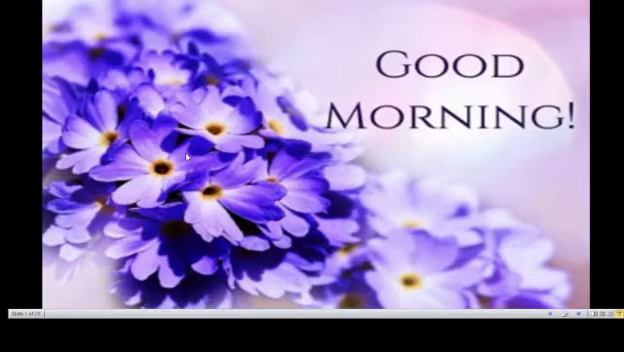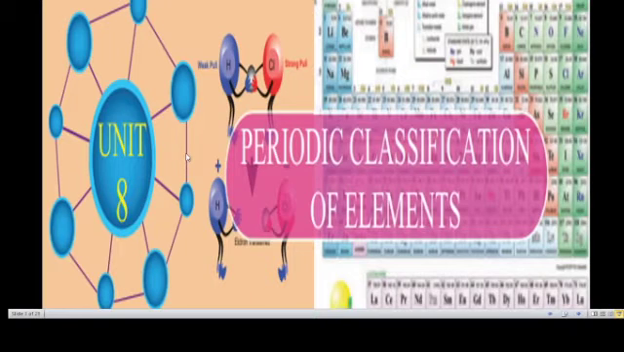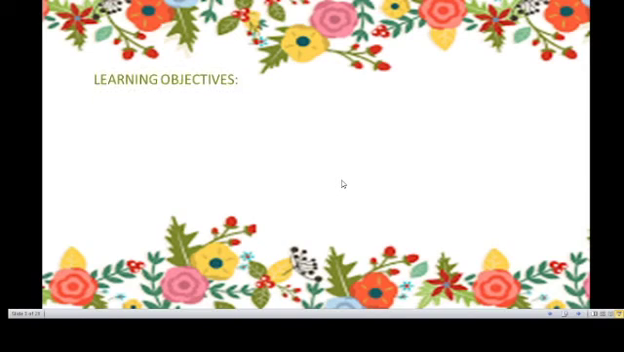Today's lesson, Unit 8, Periodic Classification of Elements. Today's topic, Extraction of Aluminium.